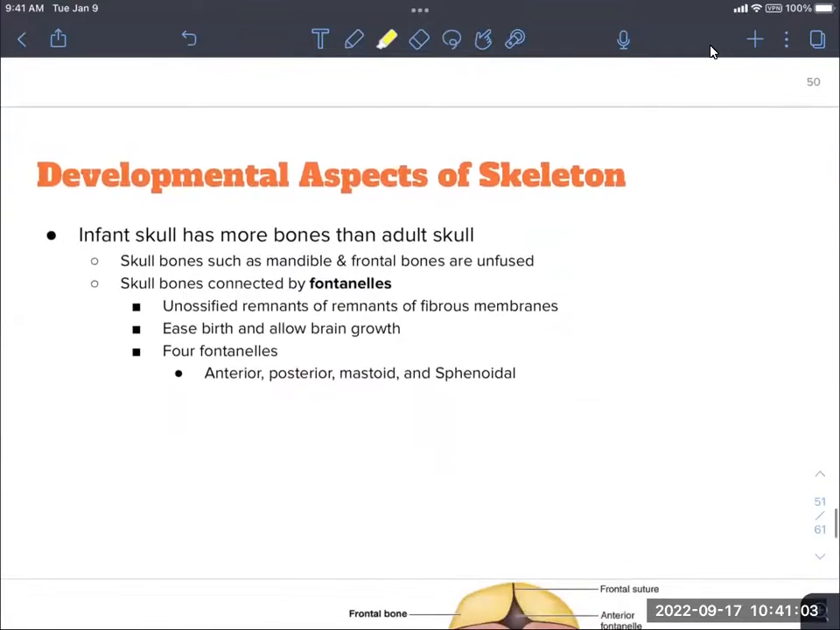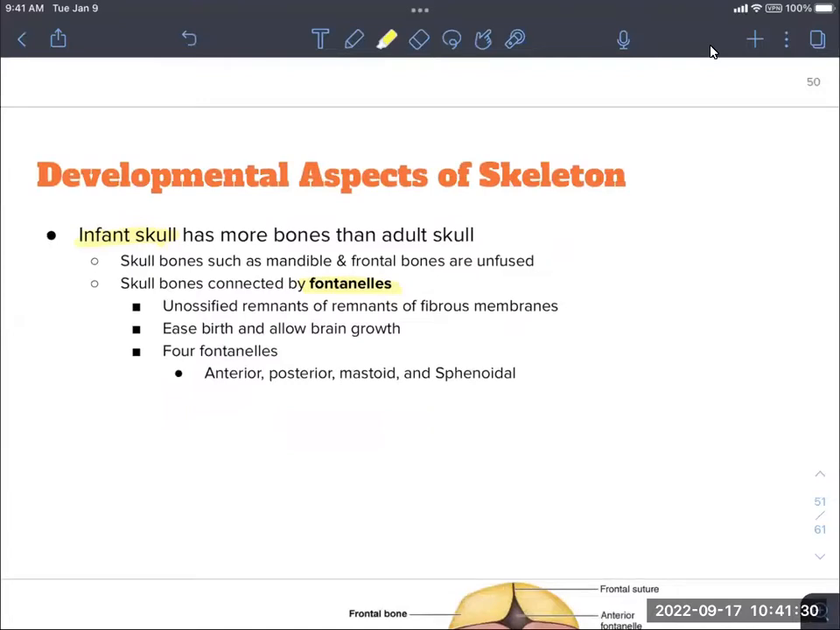So let's look at the developmental aspects of the skeleton here. That infant skull technically has more bones than an adult skull. And instead of being connected by sutures, they are connected by what are called fontanelles.